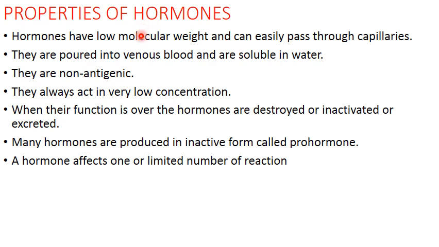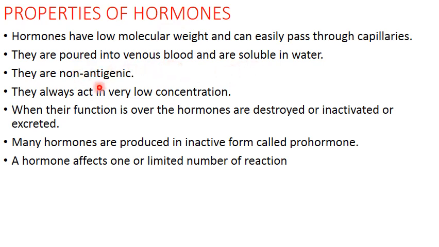So these are some properties of hormones. Like first, hormones have low molecular weight. Because they have low molecular weight, they can easily pass through the capillaries and go into the venous blood. And we have also seen that the hormones are produced by the endocrine glands, so they are poured into the venous blood and are soluble in water.